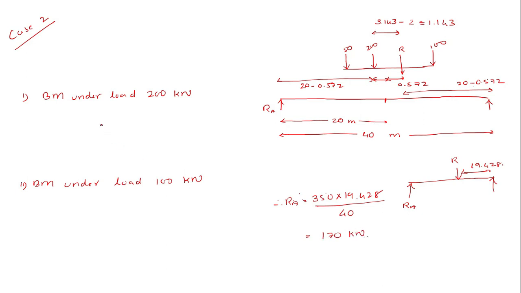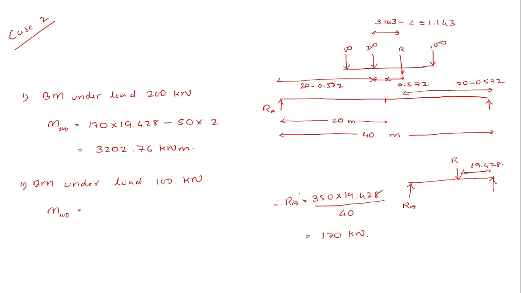Okay, so the bending moment under the load 200. M200 is equal to 170 kilonewton multiplied by this distance 20 minus 0.572, that is equal to 19.428, minus this corresponding distance 50 into 2. This will give me answer of 3202.76 kilonewton meter.